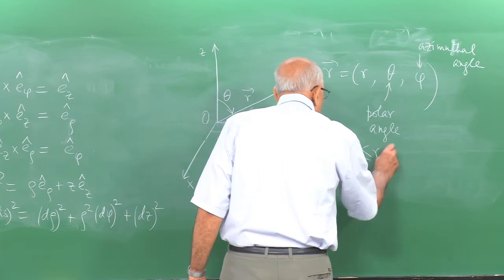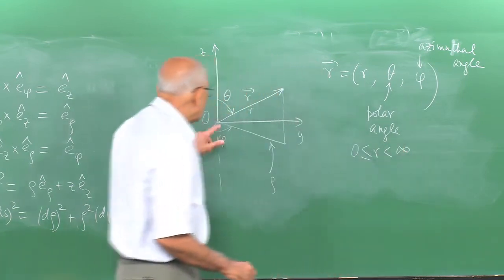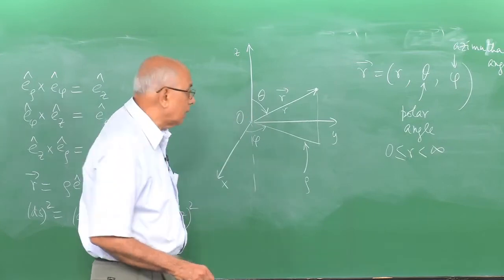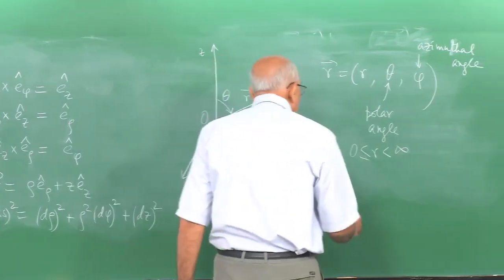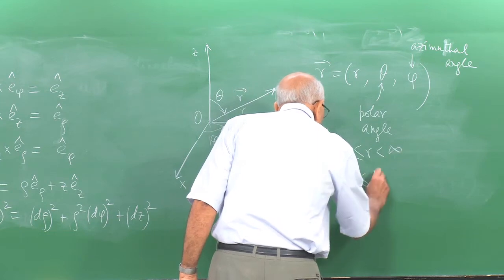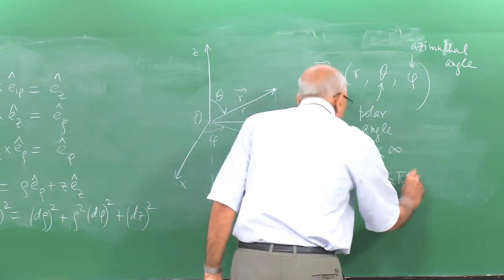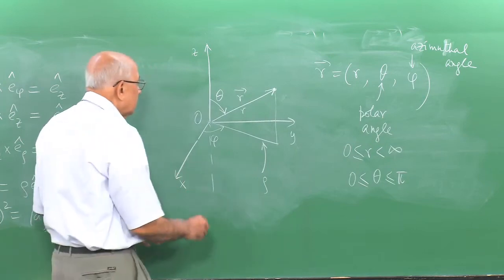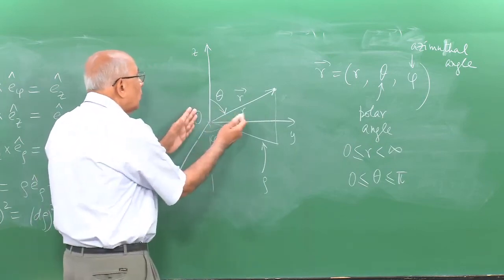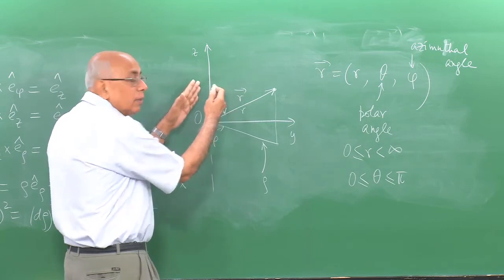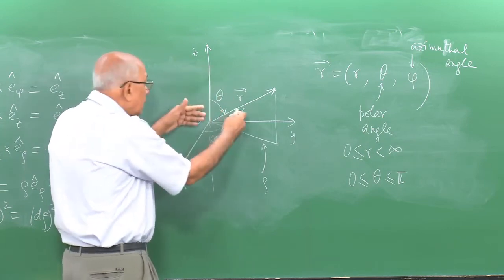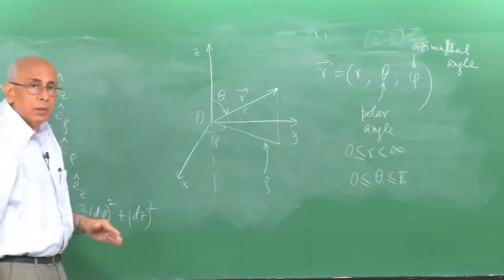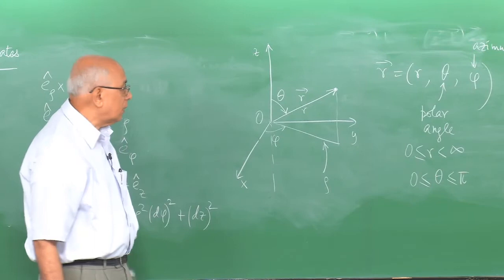0 less than or equal to r less than infinity. The point could be either at the origin or anywhere in space, in which case it's got a finite distance r. But theta runs from 0 up to pi, not 2 pi, but pi, because every point with theta between 0 and pi over 2 is in the northern hemisphere, and every point with theta between pi over 2 and pi is in the southern hemisphere.